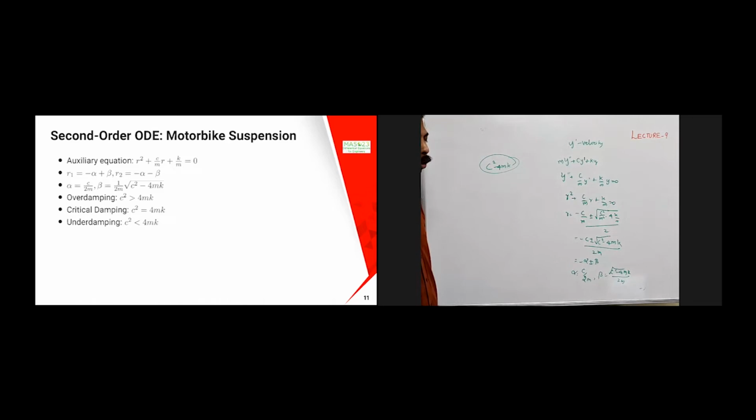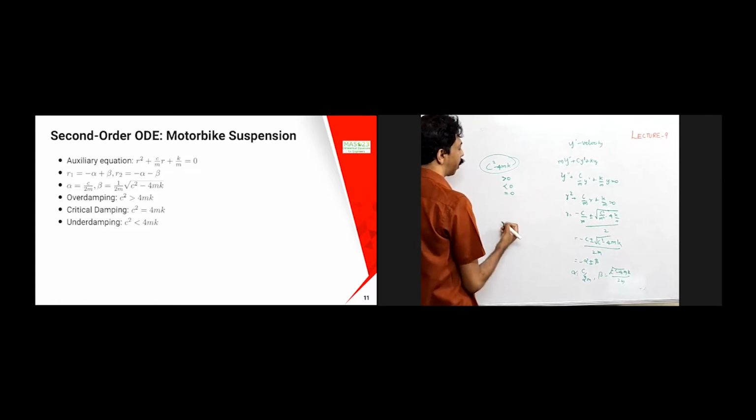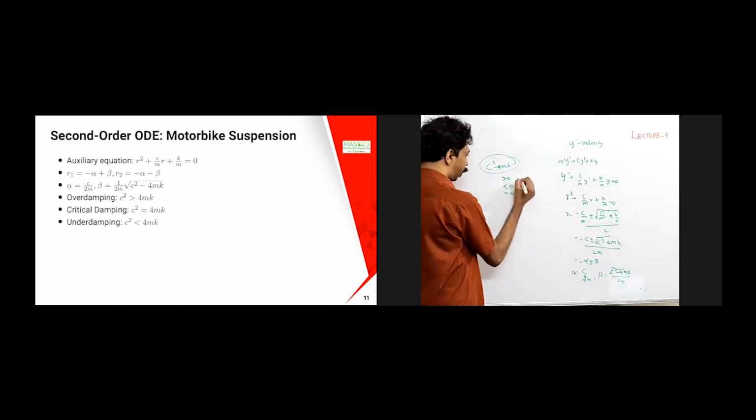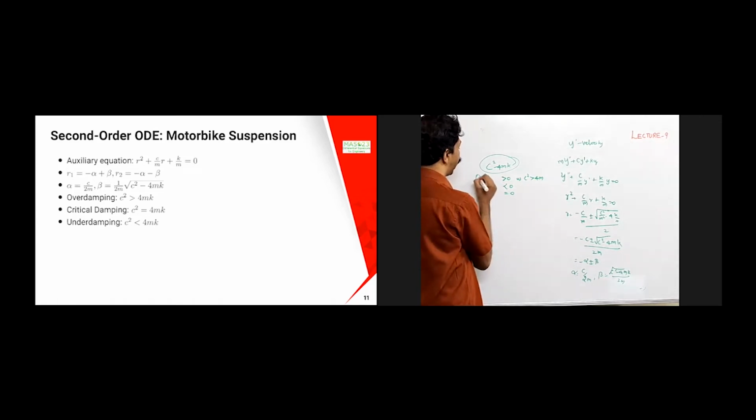So in that case, I'm going to calculate depending on c square minus 4mk, whether it is greater than 0, less than 0, or equal to 0. I'm going to discuss each case. c square minus 4mk greater than 0 means c square is greater than 4mk. In this case, I call it overdamping. This is called overdamping.